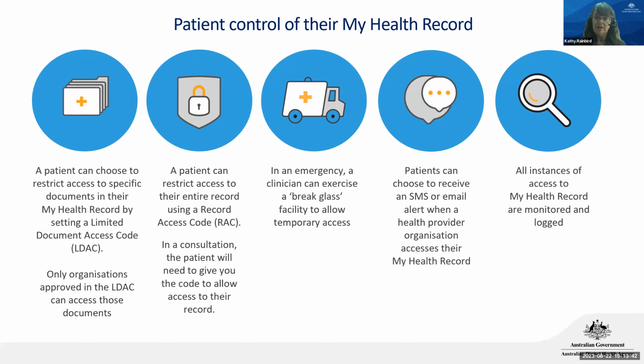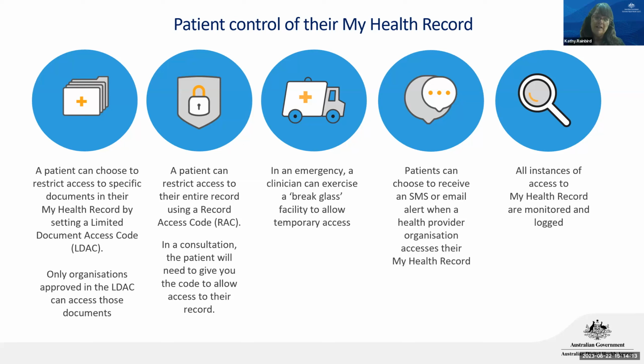One is that the individual can put an access code over their entire record. So then only healthcare providers that they give that code to are able to access the information. That's called a record access code. So if you come across a patient and you click on the My Health record button and they have that code in place, it'll come up with little pop-ups prompting you to ask the person for that code. They tell you the code, you put it in, and then you're into their My Health record as per usual, if they're happy for you to look at it.